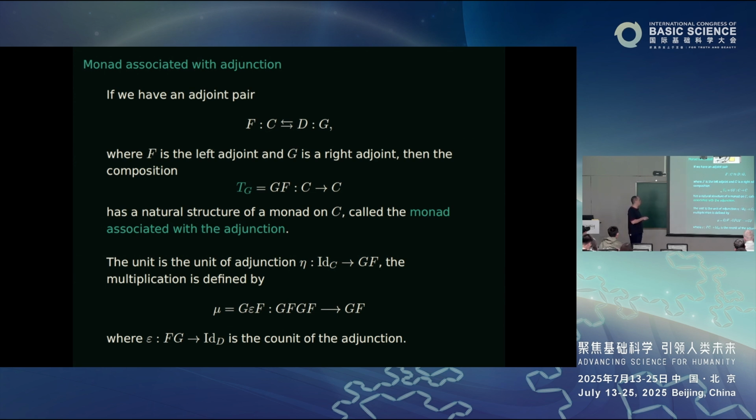Note that here I denote this monad by T_G, because actually it depends only on G up to isomorphism. If you have a functor G which has a left adjoint, then this left adjoint is uniquely defined up to isomorphism, and all the data is uniquely defined up to isomorphism. So this monad, up to isomorphism, depends only on G. And the point is that you can generalize the construction of this monad associated with an adjunction to the case when G is not necessarily a right adjoint.